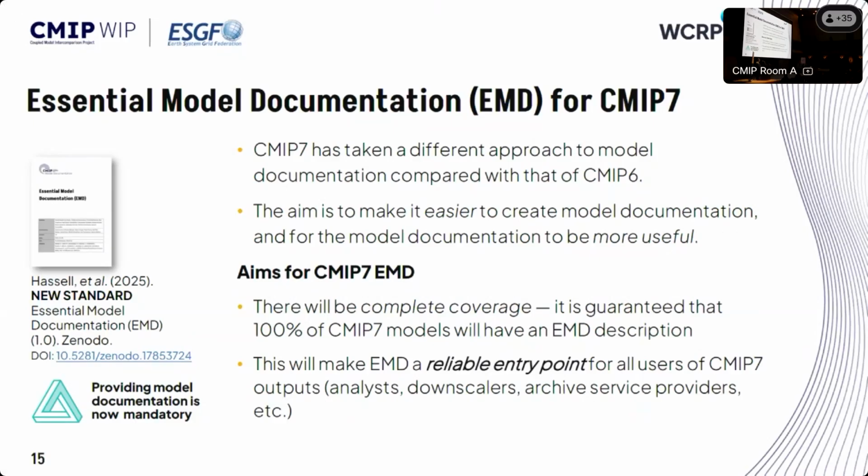With 100% coverage of model documentation, it makes it a reliable entry point so that all users of CMIP7 outputs can know that there's going to be documentation. So that's important for analysts and downscalers, archive service providers, and also climate services.